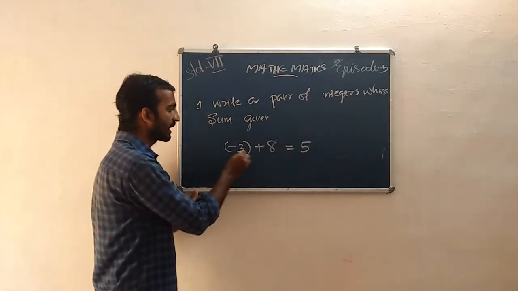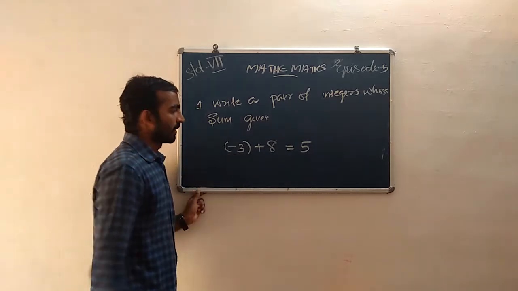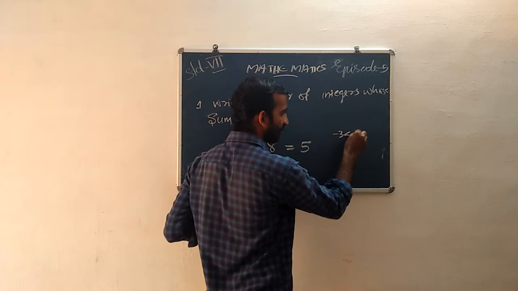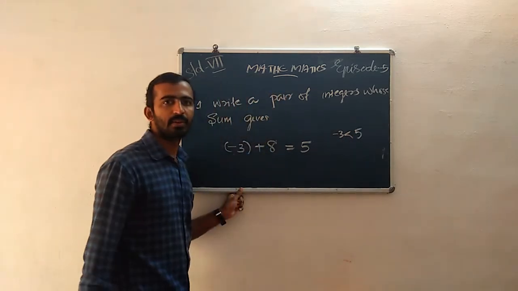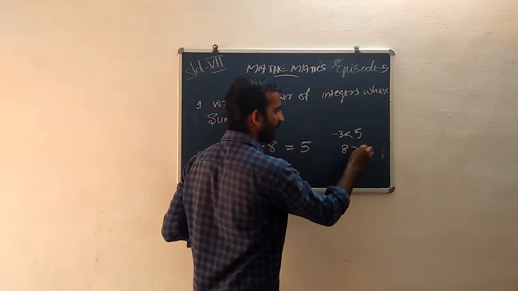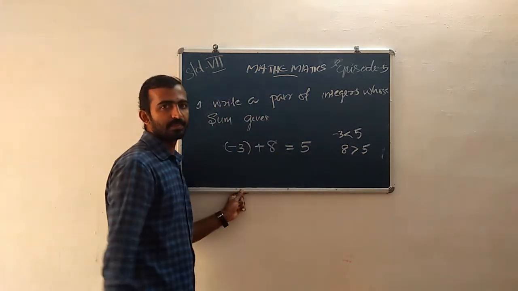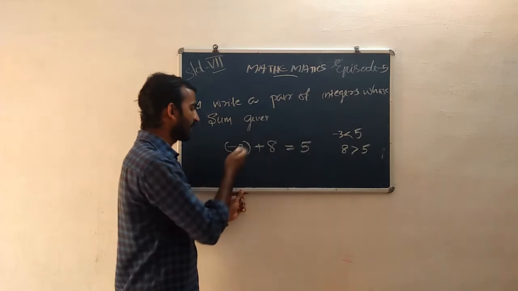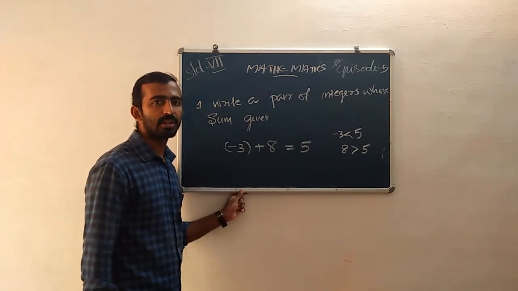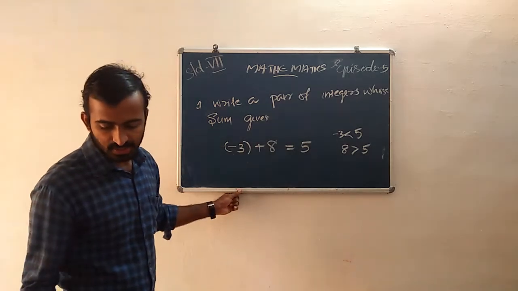That is, here -3 is smaller than 5. That is, -3 is less than 5. And 8 is greater than 5. The other integer is greater. When we get the answer, one integer is smaller and one integer is bigger. That is our condition. Okay, at last question.